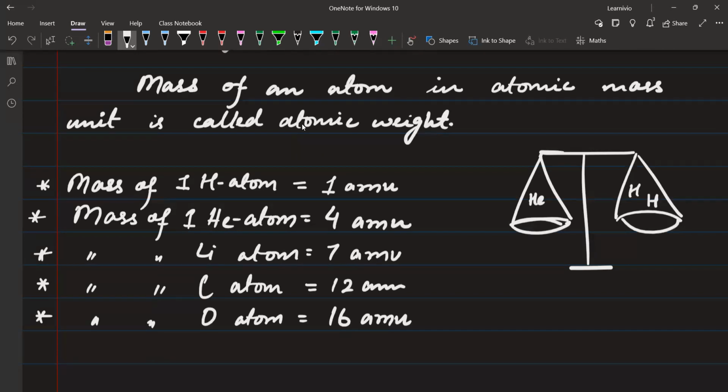Any idea how this would happen? Faiz and Ali? Any idea? No idea? Have you heard of this word, isotope? Just tell me if you have heard or not. I will not ask what is an isotope. Yes, sir, I have heard. Okay, I will not ask.